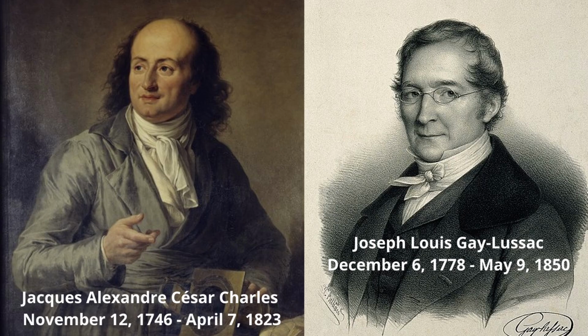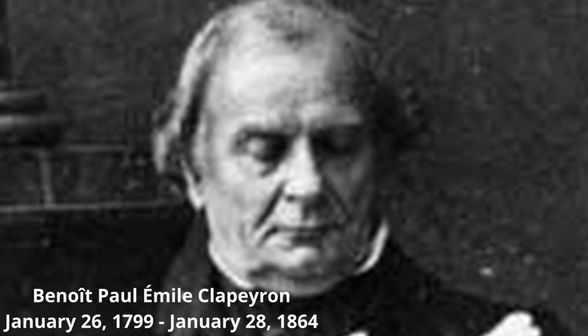Jacques-Alexandre César Charles was born on November 12, 1746 and died on April 7, 1823. He was a French inventor, scientist, mathematician, and balloonist. Joseph-Louis Gay-Lussac was born on December 6, 1778 and died on May 9, 1850. He was a French chemist and physicist. He is known mostly for his discovery that water is made of 2 parts hydrogen and 1 part oxygen by volume. Benoît Paul-Émile Clapeyron was born on January 26, 1799 and died on January 28, 1864. He was a French engineer and physicist, one of the founders of thermodynamics.